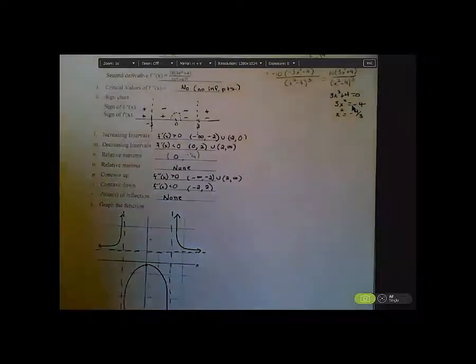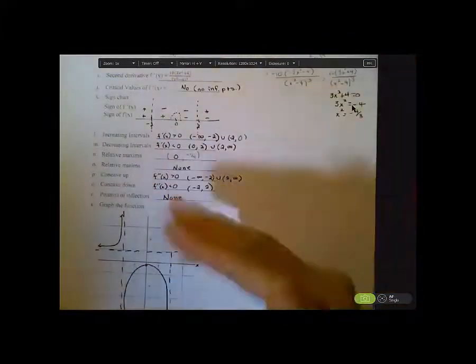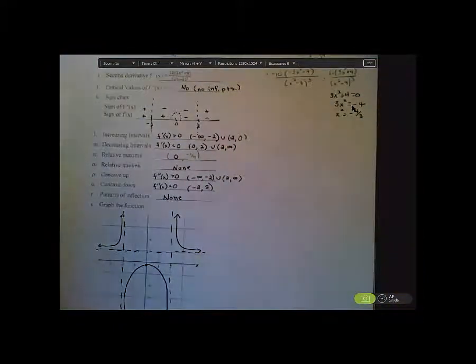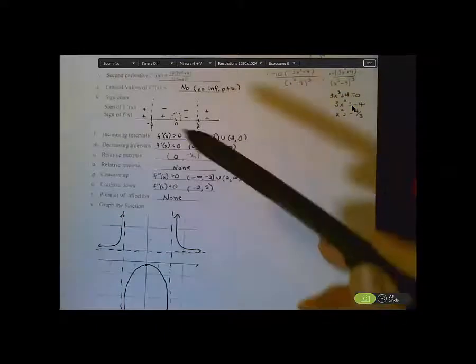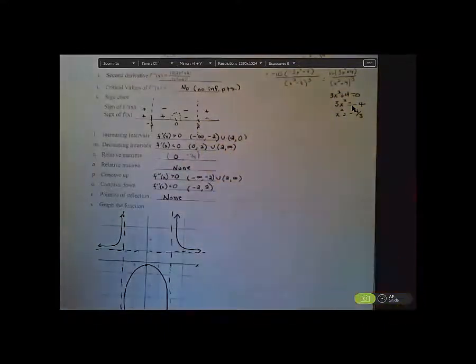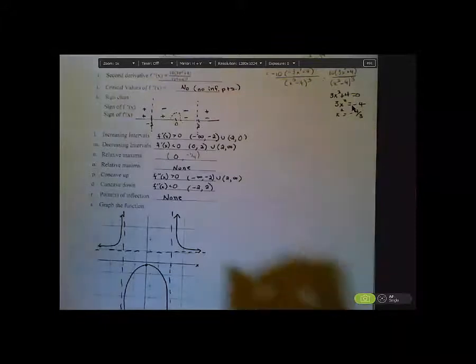We could graph it on a calculator just to be sure. On the test, you can check your graph with the calculator, but you still have to show all the work. You have to show the first and second derivative and what you did to get where the function's increasing, decreasing, the relative max and min, and the concavity and points of inflection. Let me just add one thing before we go on to the next example.